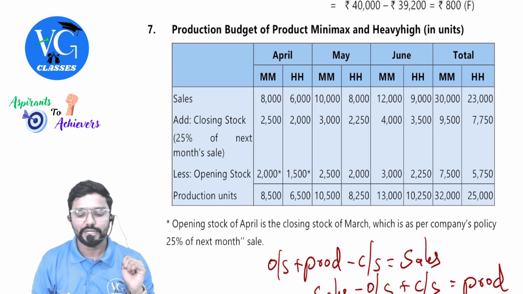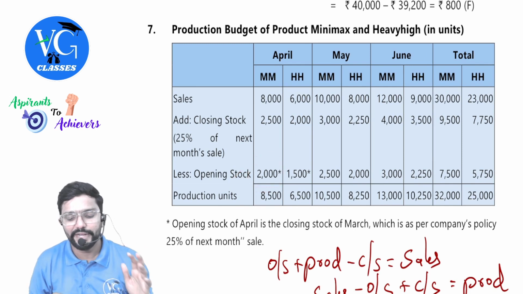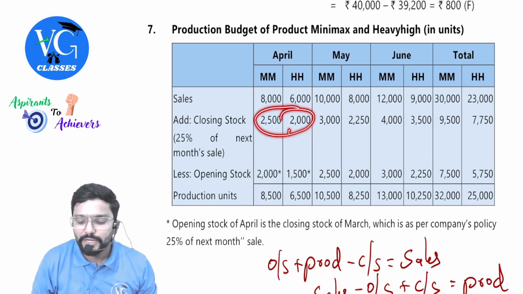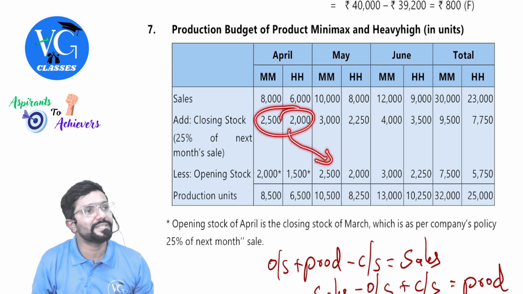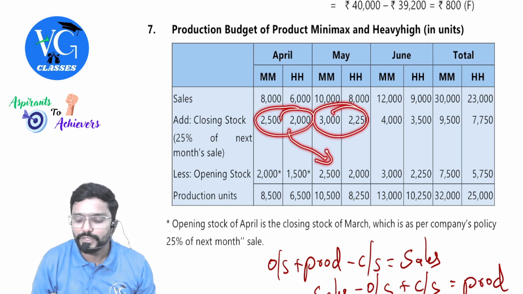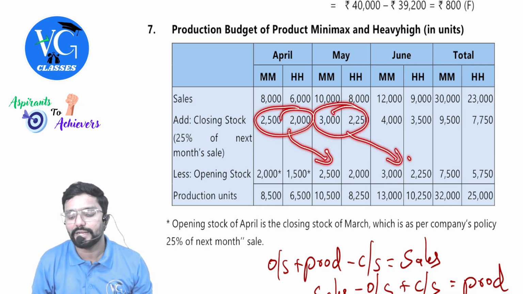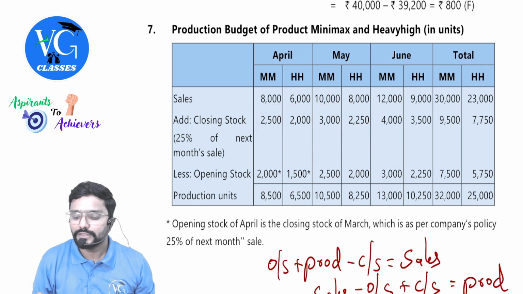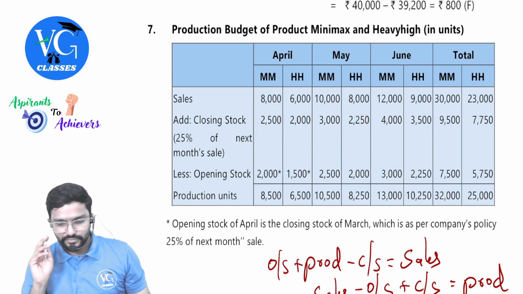Now coming to opening stock. Let me keep this on pending, guys. Now, this will become opening stock for next month. Same way, this 3,000 and 2,250 will become opening stock for next month. Same way, this. That's all.